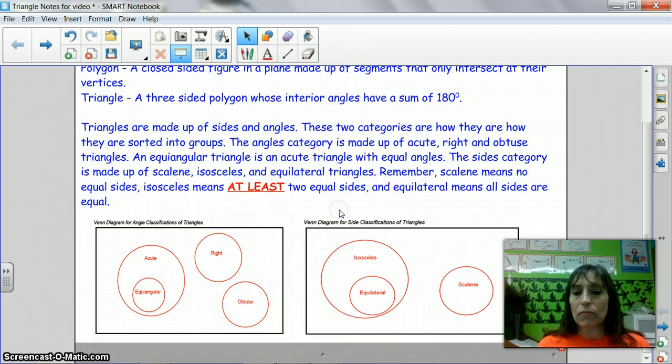Okay, over here we have them classified by their sides. And we said that scalene means no sides are the same. Isosceles says at least 2 sides are the same. And equilateral says that all 3 sides are the same. And like I said, equilateral is also isosceles because isosceles just states that at least 2 sides are equal. All right, let's go on.